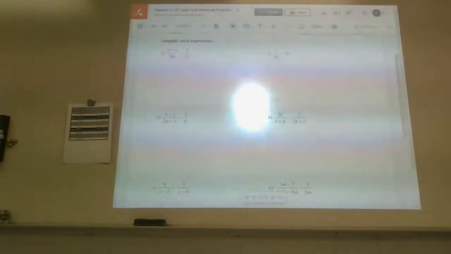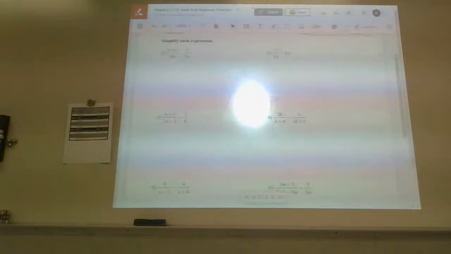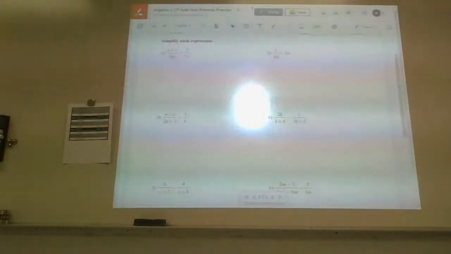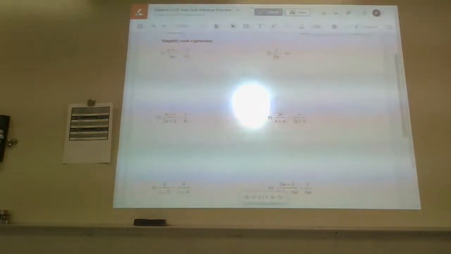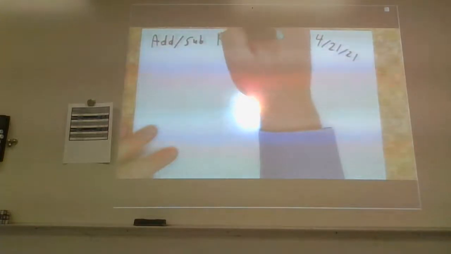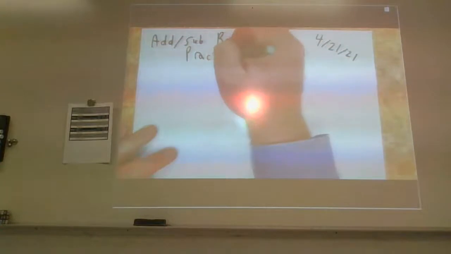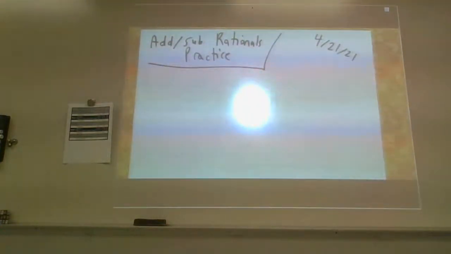So I'm going to go to my notebook. I've already asked for those notebooks to be out and open. Let's see what we can do here. Flip this to here. Today is the 21st. And we're going to call this add, subtract, rationals, practice. Boom.